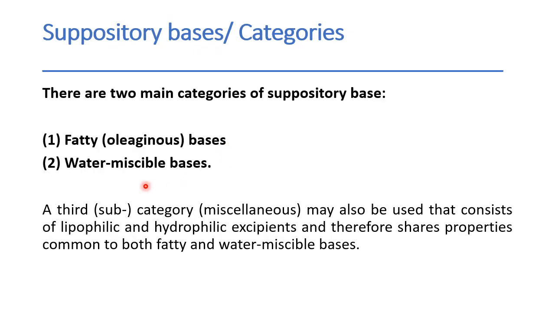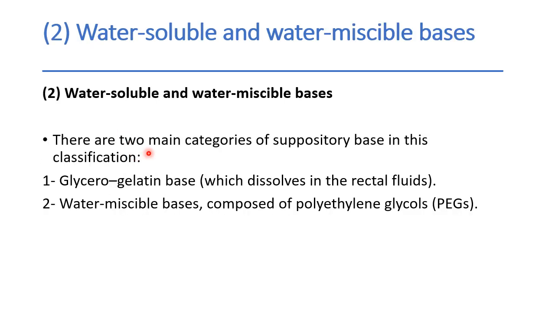The other class of the suppository base is the water-miscible bases. There are two main categories or subclasses of suppository base in this classification. These are the glycerogelatin base, which dissolves in the rectal fluids, and the water-miscible bases, which are composed of polyethylene glycols.